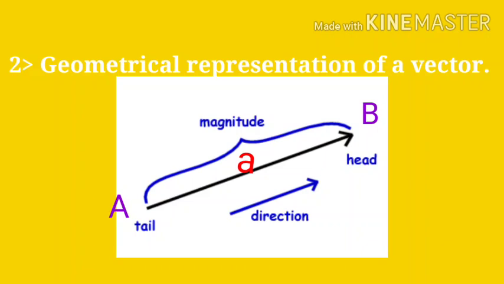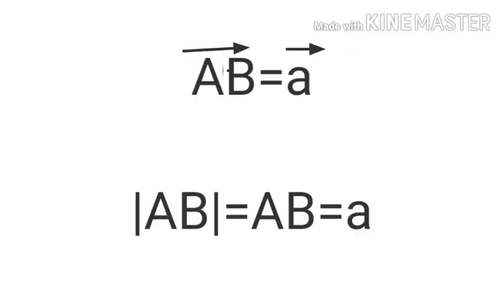Mathematically, we can consider the length of a vector. The length of the vector AB is the absolute value or magnitude or modulus, that is, the magnitude of vector a is equal to mod of vector AB, that is equal to AB, that is equal to a also.